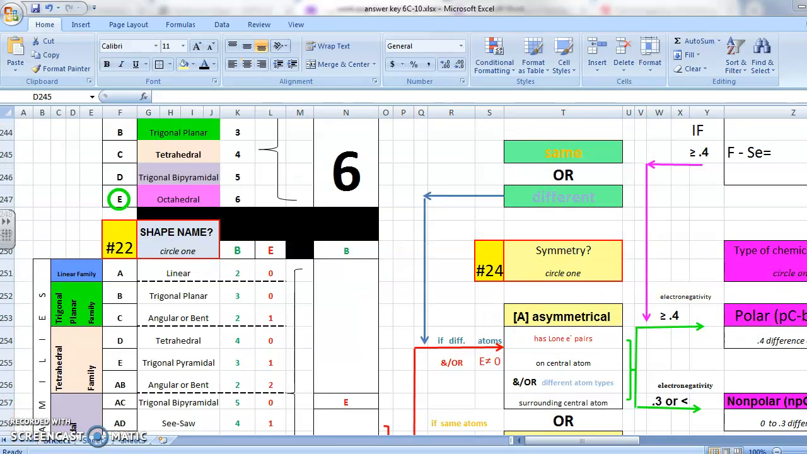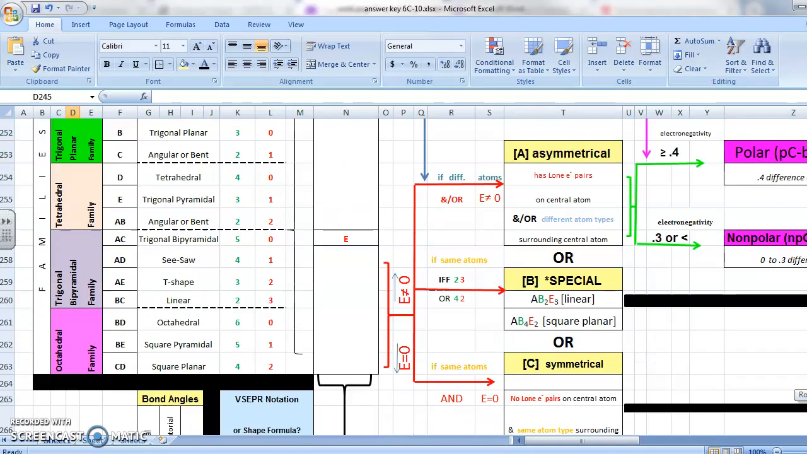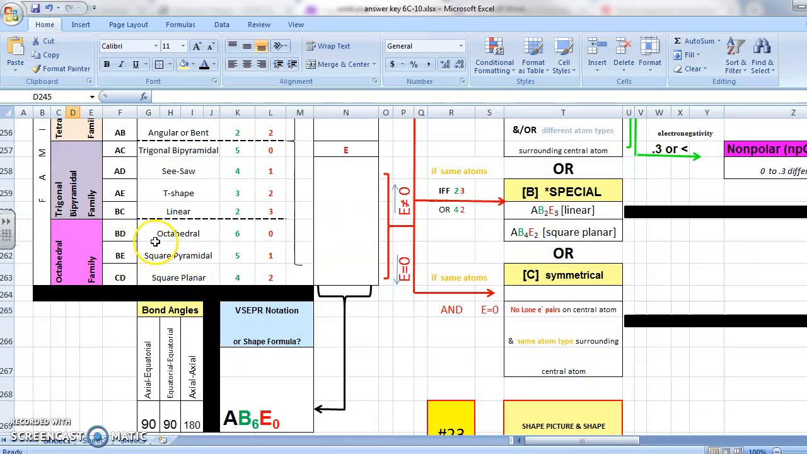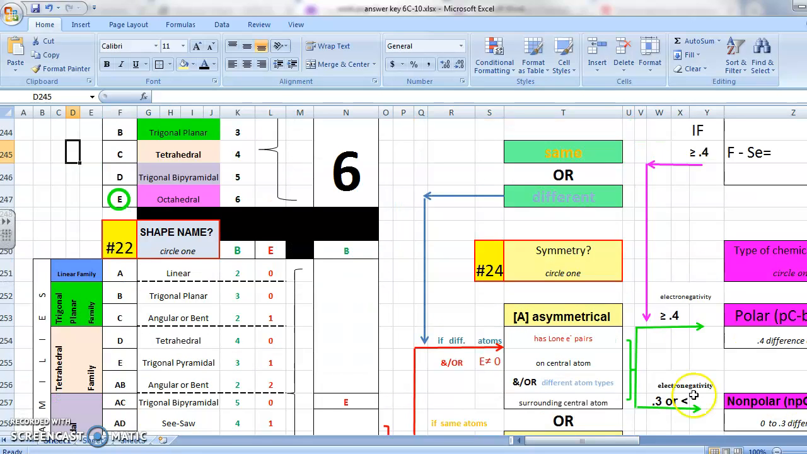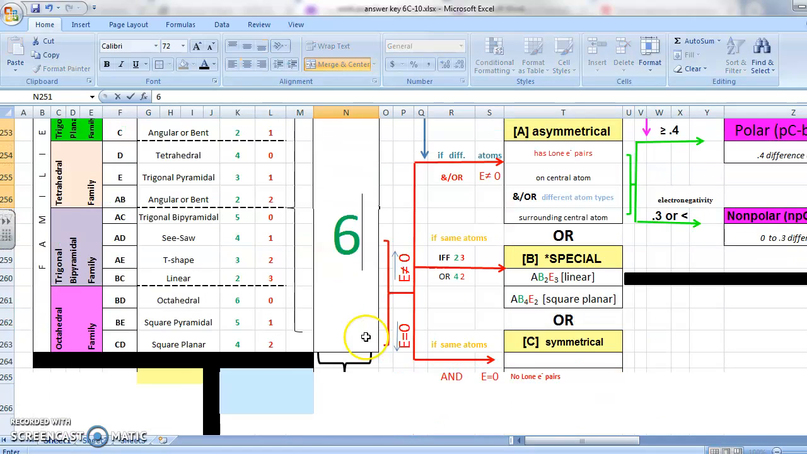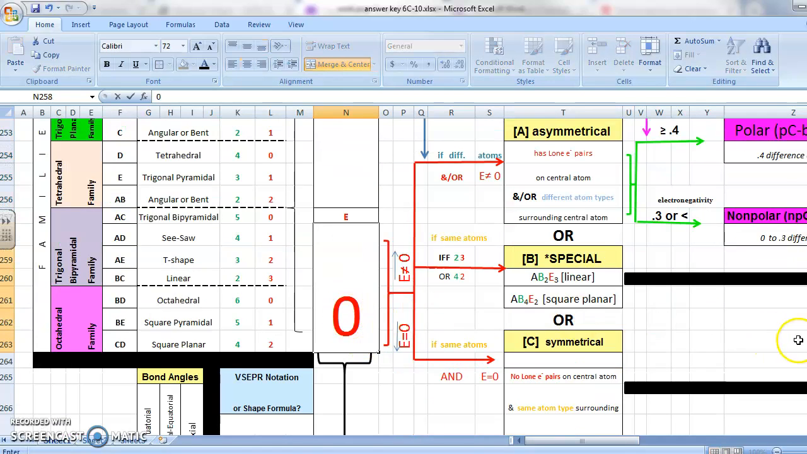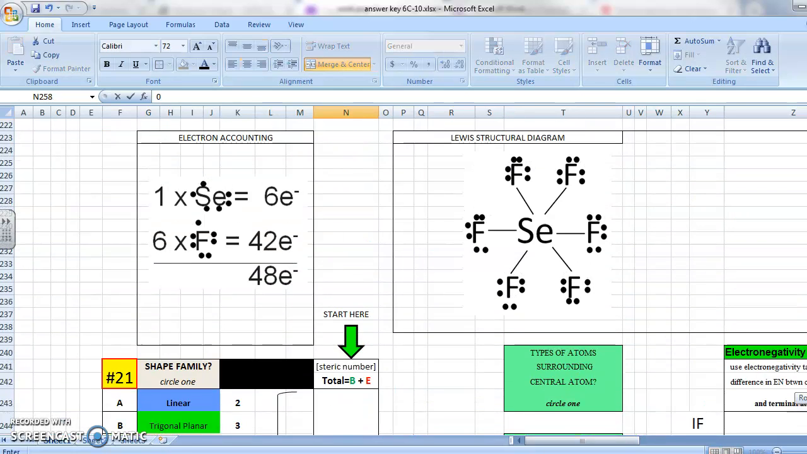Which octahedral is it? Well, there are 3 possible octahedrals. Here's the octahedral family. We have the octahedral shape as a member of the octahedral family. The family is named after the first one in each of those, the one with no lone pairs. There's also square pyramidal, which is 5 atoms, 1 lone pair. Square planar has 4 atoms, 2 lone pairs. This one we're looking at, we had 6 atoms, as we saw, and 0 lone pairs, as we saw right up here.